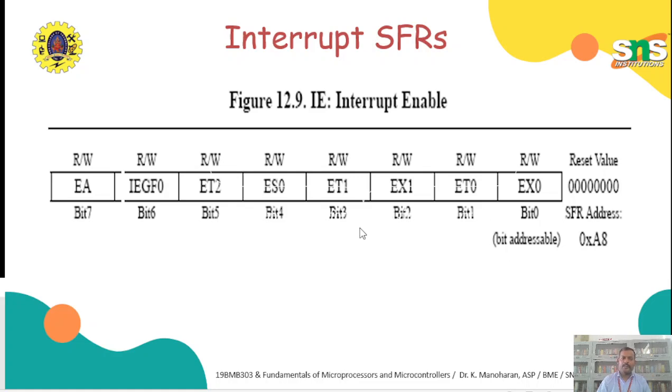For example, I want to enable only the timer 1 interrupt. What I do is make EA 1 and ET1 1. So it enables that. The remaining I can set to 0, so all the remaining interrupts will be disabled.